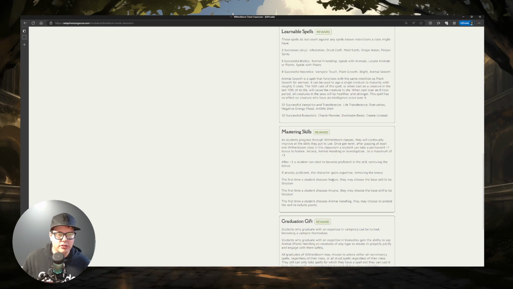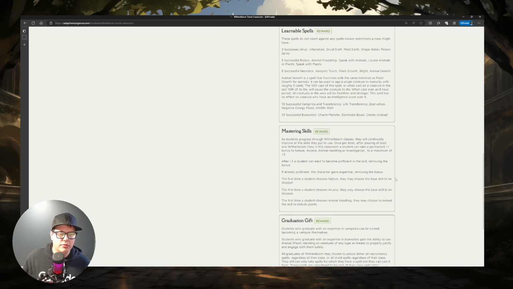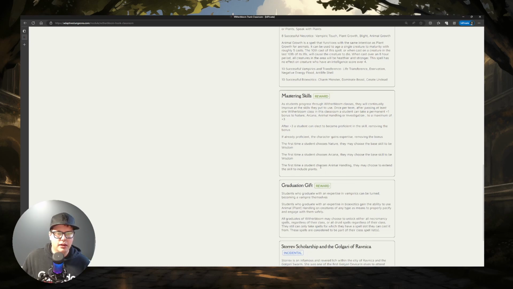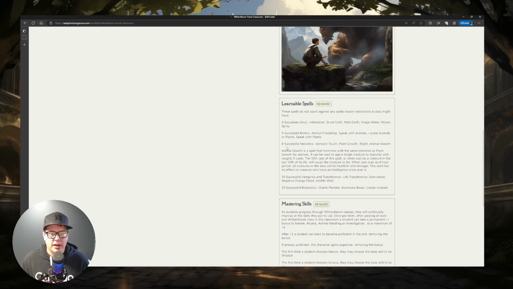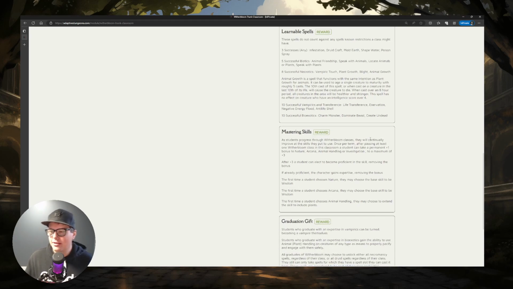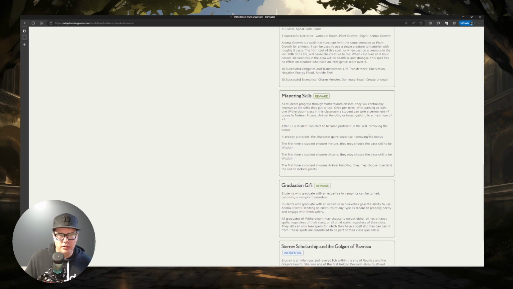So the skills you can do here is you can change nature to wisdom, you can change arcana to wisdom, or you can change animal handling. Sorry, if they choose animal handling, they can then choose to extend the skill to include plants. So that's an alternate one that you don't get from other colleges. But because of the more verbose skills you get with the expansion of getting animal growth, plant growth, and then communicating with animals and communicating with plants, you get more utility than you might get, whereas you get some more hard mechanical bonuses from some of the other schools.